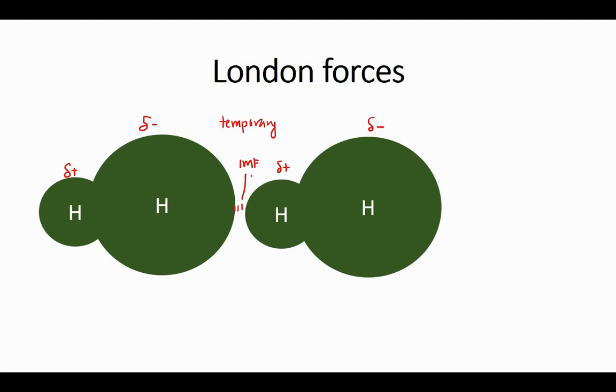Tapi this IMF is temporary, bersifat sementara. Sebabnya the distribution of electrons in this molecule pun bersifat sementara. And at one point, tiba-tiba bahagian ni pula akan jadi partially positive part and this part will become the partially negative part. So at that point, IMF ni akan terputus sekejap sementara menunggu IMF baru terbentuk. Itu yang menyebabkan London force is the weakest IMF.